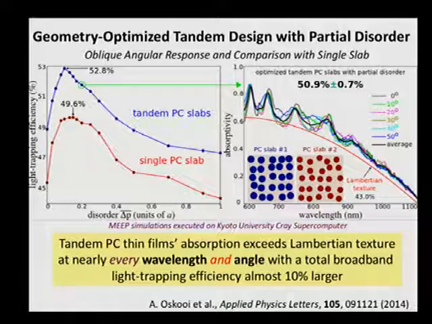Now, for a given partially disordered tandem photonic crystal slab arrangement, I computed its absorptivity spectra at 6 different angles of incidence, averaged over both polarizations, as shown in the figure on the right, with the average in black. As you can see, the tandem photonic crystal thin film's absorption exceeds the Lambertian texture at nearly every wavelength and angle, with a total broadband light trapping efficiency that is almost 10% larger. This was the first demonstration of its kind to show super-Lambertian light trapping for a nanostructured silicon thin film over a broad bandwidth and angular range.